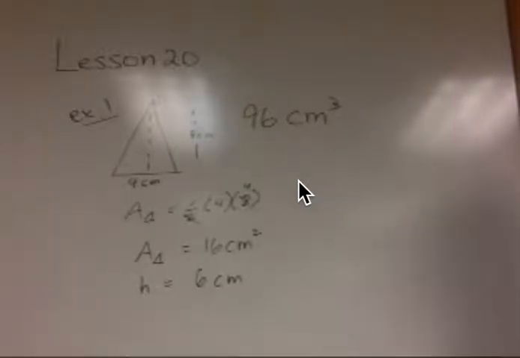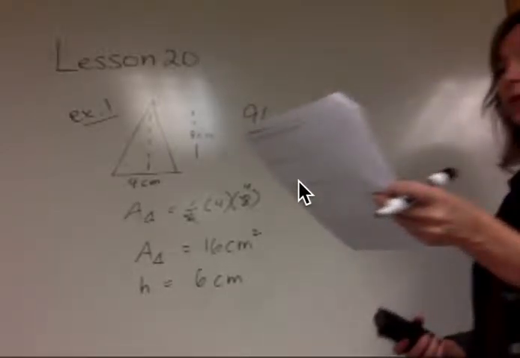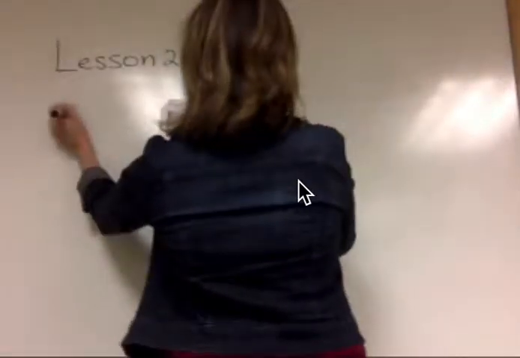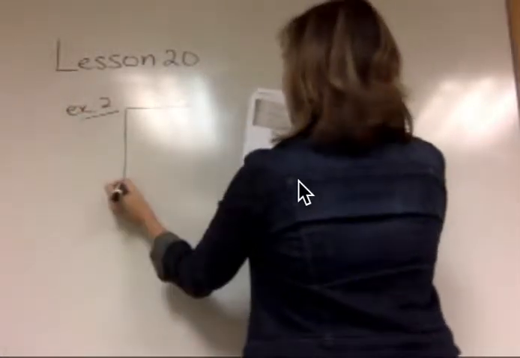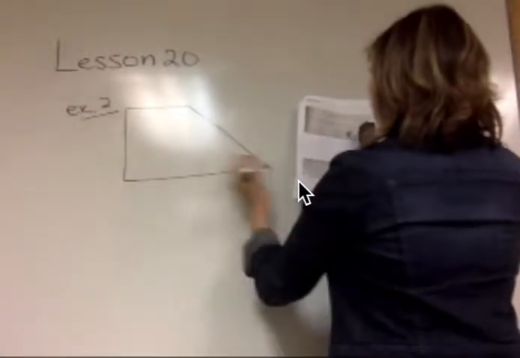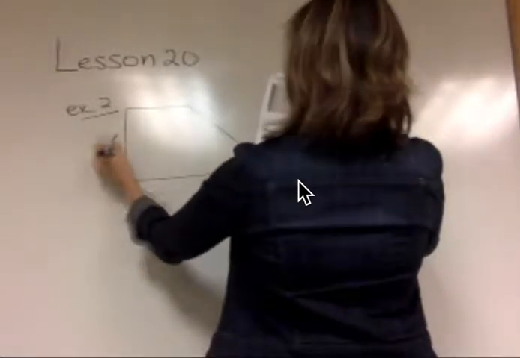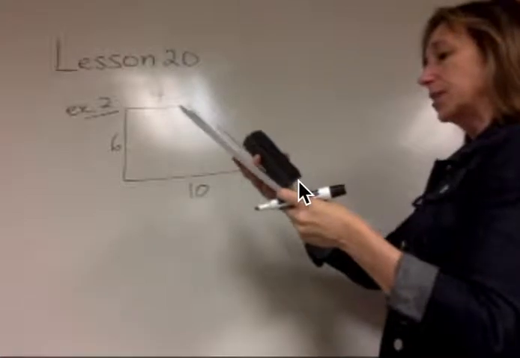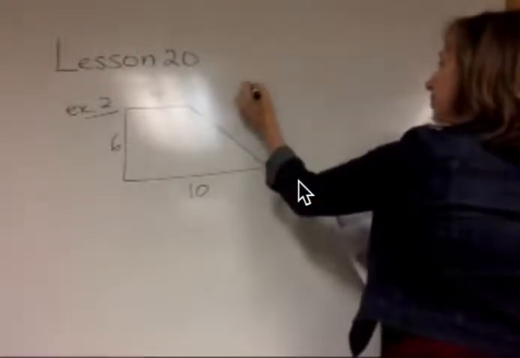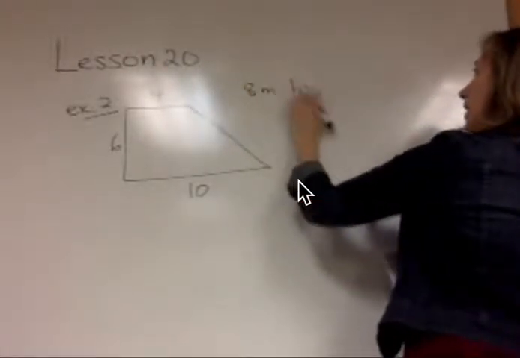Okay, now the next one is the base of a right prism. So let's get our right prism going on here. The base looks like this. It's one of these shapes. You can see how everything kind of builds. We're using what we learned before. This is 6, 4, and 10. And it says that the prism is 8 meters high.